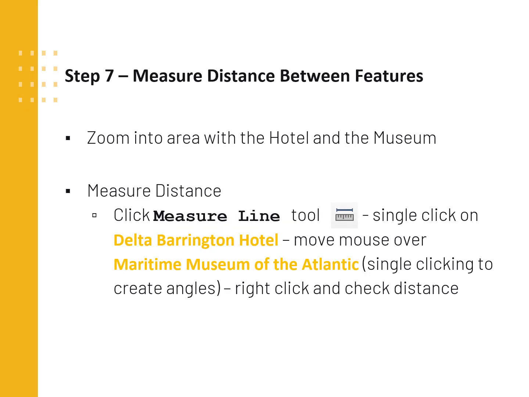So if you remember correctly, I was hoping to not have to rent a car. So I wanted to measure the distance between the hotel and the museum. In order to do this, I'm going to click on the Measure Line tool. Then I'm going to click on the Delta Barrington Hotel and move my mouse over to the Maritime Museum of the Atlantic. And I'm going to single click to create angles so I can travel along a road. I don't want to do a straight line distance through the buildings. When you get to the end, you can double click and then verify the distance.